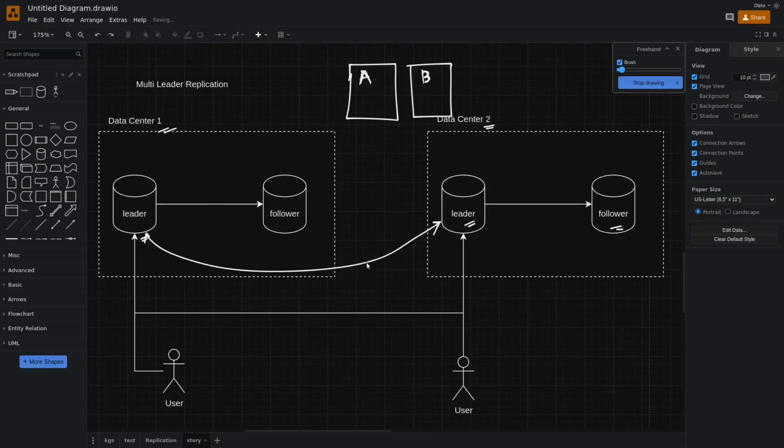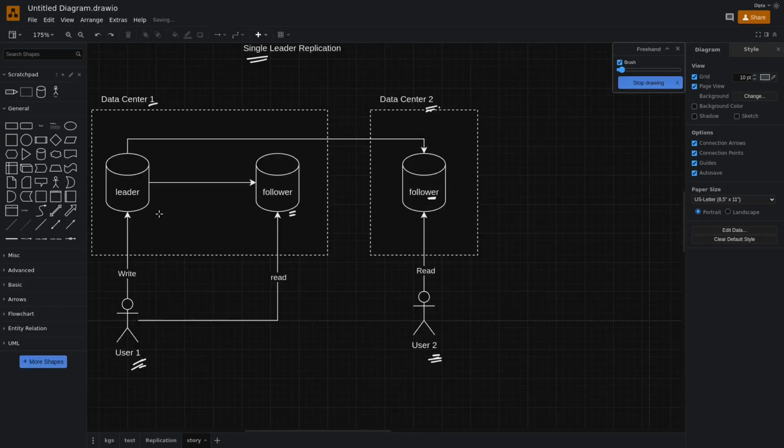And let's say both the writes were accepted at the same time. So leader 1 is going to say the title is A. Leader 2 is going to say no, the title is B. So there is a conflict. So in multi-leader replication, there has to be some sort of conflict resolution in place. But this should not happen in single-leader replication.